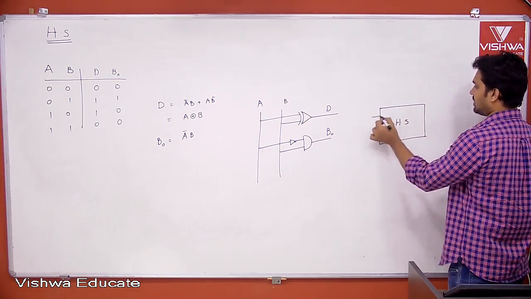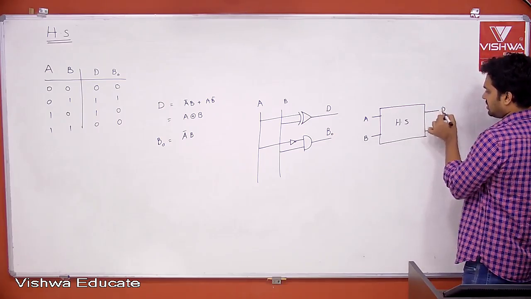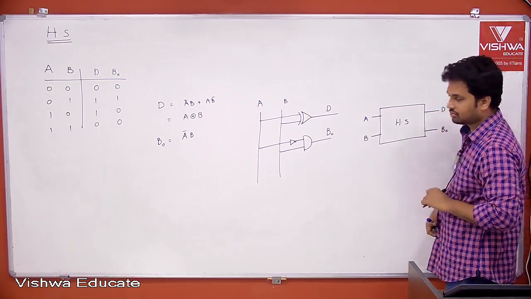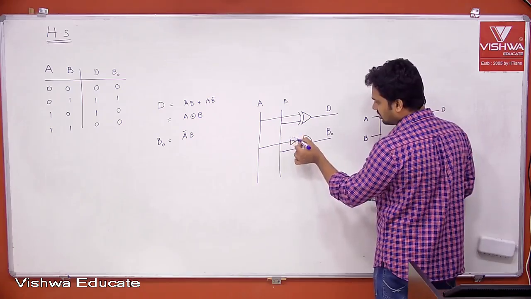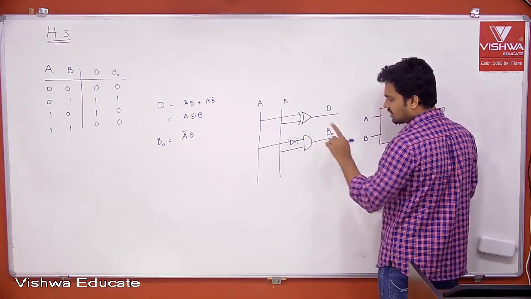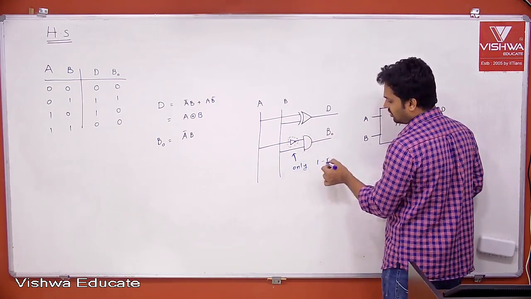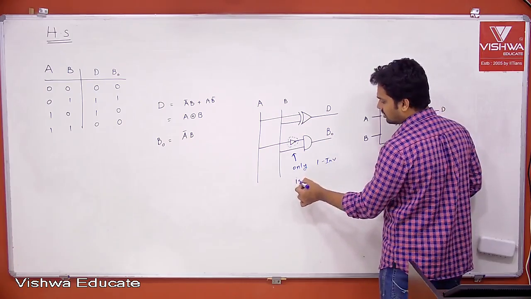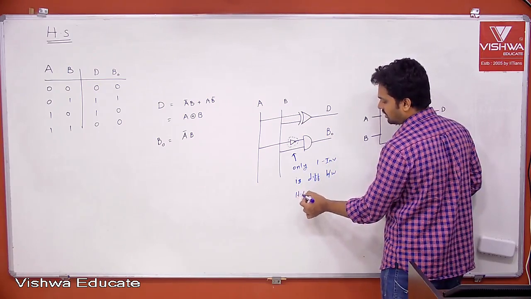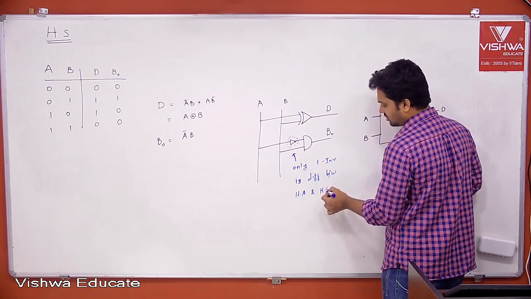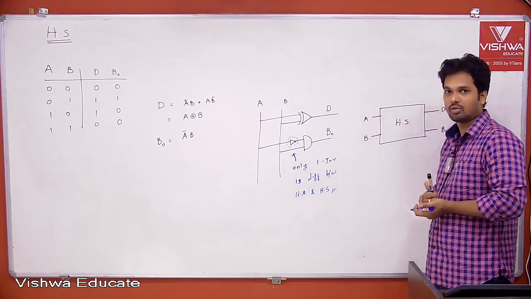This is the half subtractor. It contains two inputs, A and B, and two outputs, difference and borrow. If you recollect the half adder, this inverter is not present. It is the same as the half adder, so you can say only one inverter is the difference between half adder and half subtractor. If this inverter is not present, it is a half adder. If it is present, it is a half subtractor.